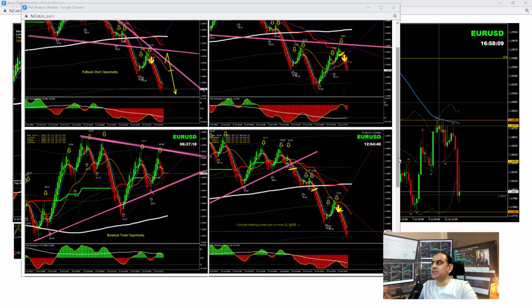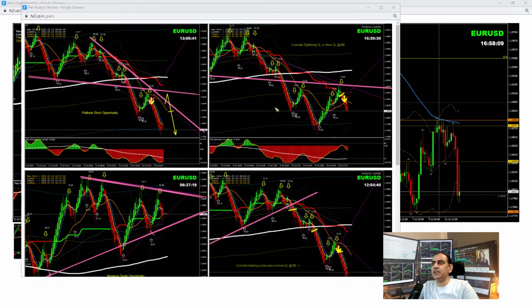So the New York session was a bit quiet though. As you can see here at the New York session, I explained to traders, look for a pullback at this level, which price nicely broke. I closed this session early, but some of the traders are still holding this short trade here. Let's see how it's going to go.